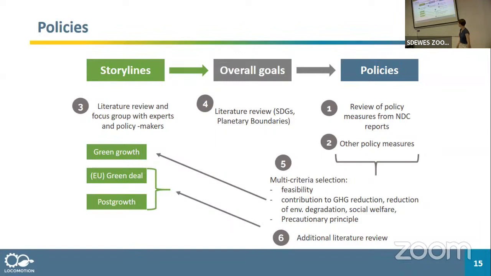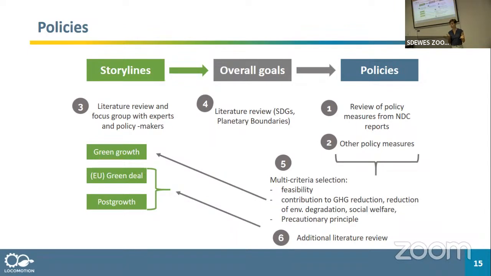So let's start with the second part of this unit, which is dedicated to policies. Up until now we've been talking about storylines and scenarios, but of course you need policies to implement these storylines. In my presentation, I want to give you a little bit of an overview of how we have identified, defined and selected policies which we want to implement in our model.